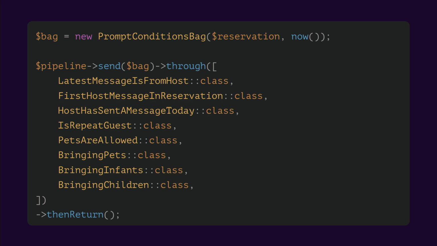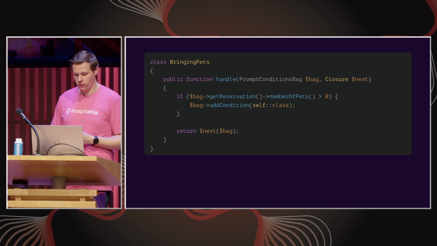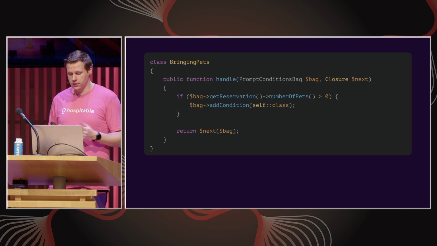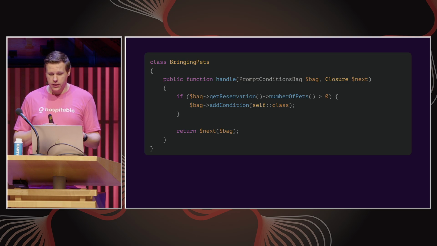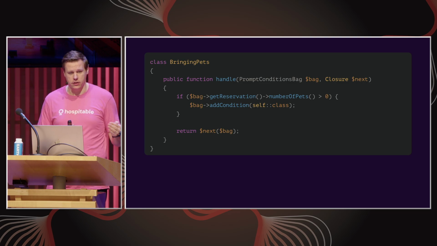And as you can see, for example, if they're requesting a parking spot, and we want to add that to one of the messages, we just add one more class, and it just works. The prompt will understand it now. So if we look at one of these classes, it's a very simple class. We just check, are there any number of pets? And if that's the case, then we add the condition to the bag. So we keep track of a list of met conditions.